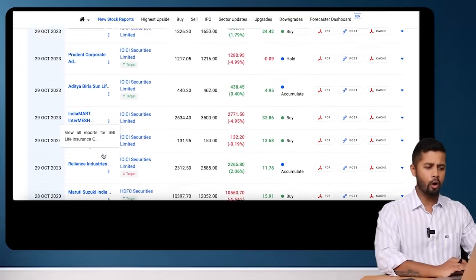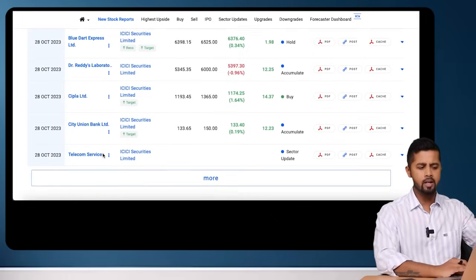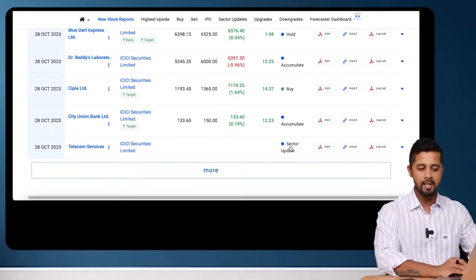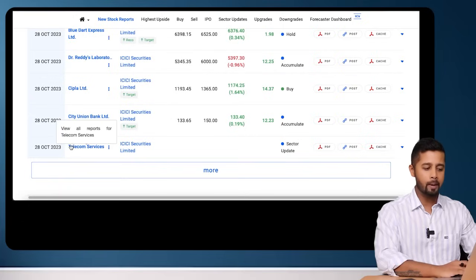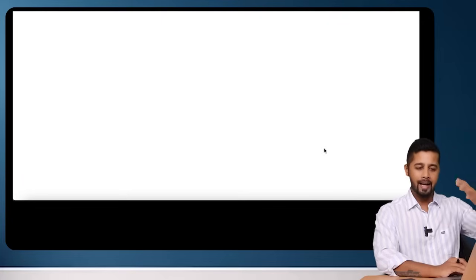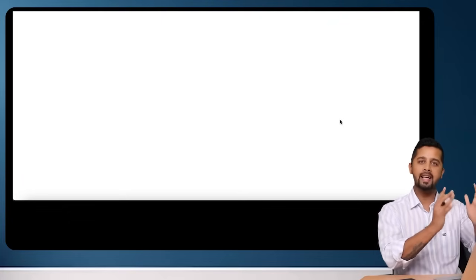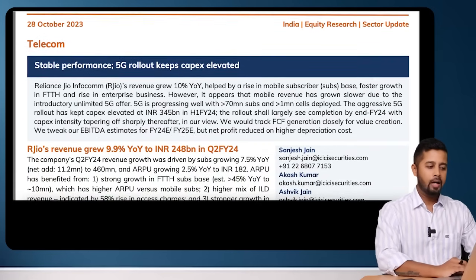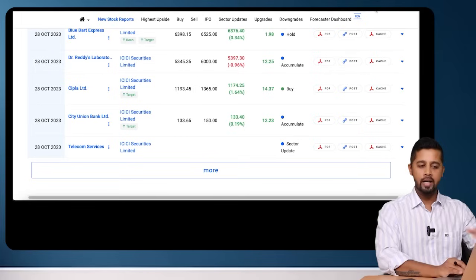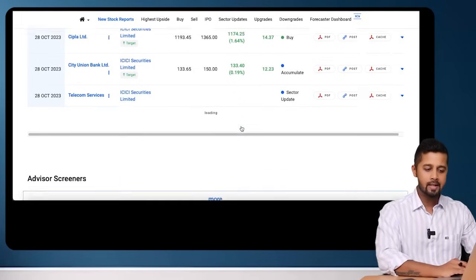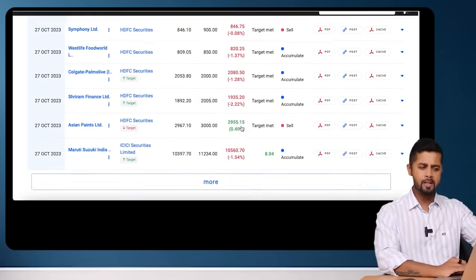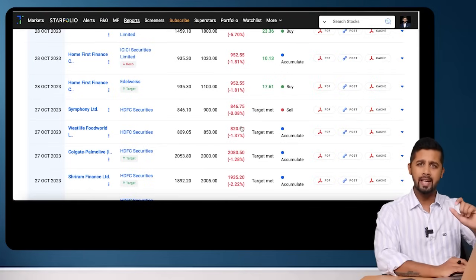For example, you will get a lot of stock names here. These research houses keep publishing. In fact, they also do it for the entire industry. For example, look at this. This is a sectoral update on telecom services. If you click on the PDF, you will get access to understand what is happening in the telecom sector. This is a report as of 28th October on the telecom space. Likewise, you will get a lot of sectoral updates and a lot of stock level updates. And this is basically a good source to stay updated with.